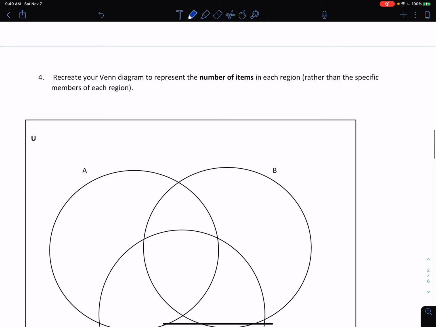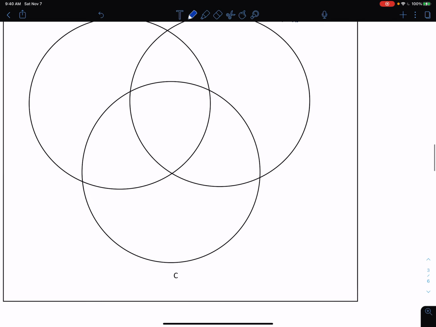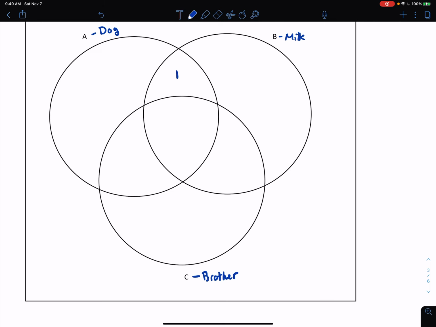If we look at number 4, we're going to use that same Venn diagram, but this time, instead of names, I'm going to put numbers. So for example, I only had 3 people, but I had 1 person in that overlap between A and B only. I had 1 person in C only, and I had 1 person floating out here. I didn't have anyone in those other spaces, so I would fill that in with zeros.